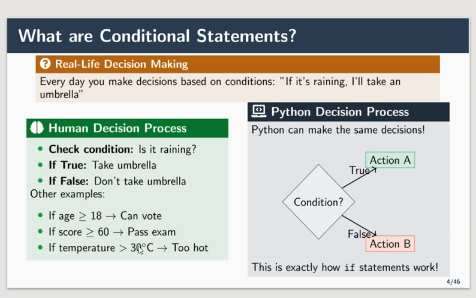Now, here is the beautiful part. Python can make this exact same decision. Look at this flowchart on the screen. We have a condition, and based on whether it is true or false, we take a different action. This diamond shape represents our decision point. Rectangles show what action we can take.